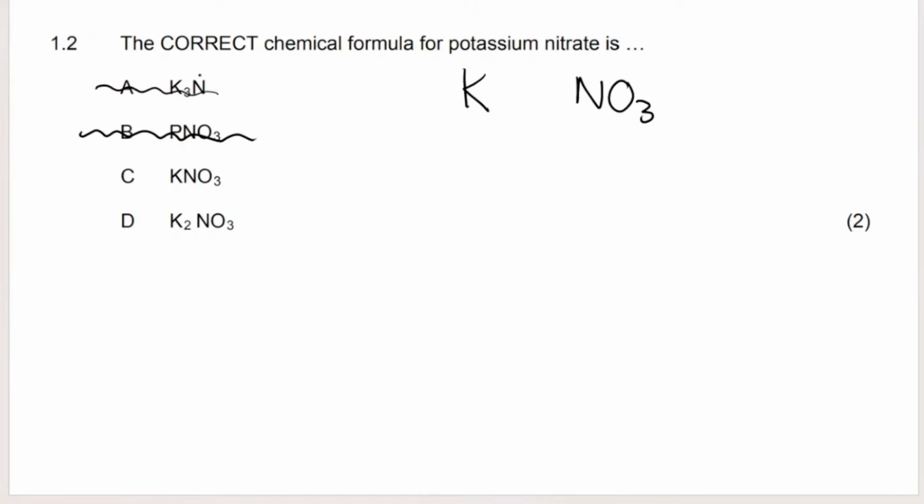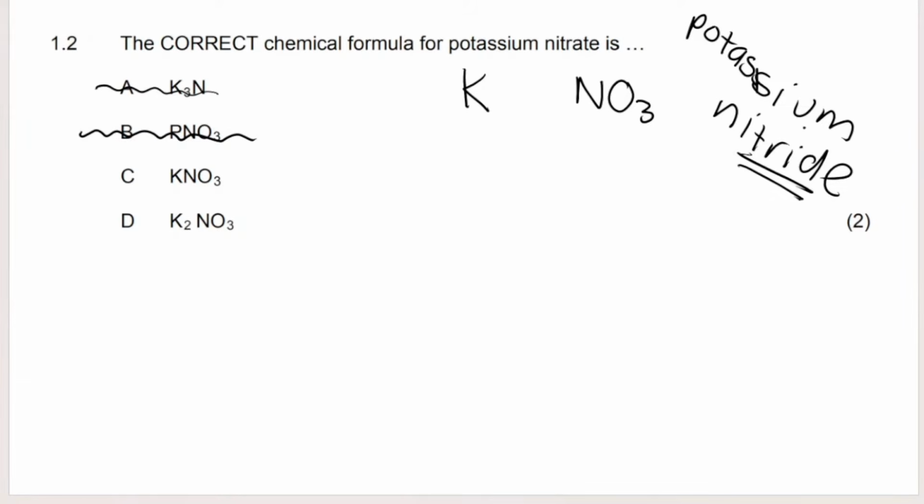Now, obviously, if you didn't know that, that option wouldn't be eliminated, but just remember that potassium nitride, so if I had to spell it like this for you, potassium nitride, that will represent potassium being K and nitride is N. But nitrate, the nitrate ion is NO3.